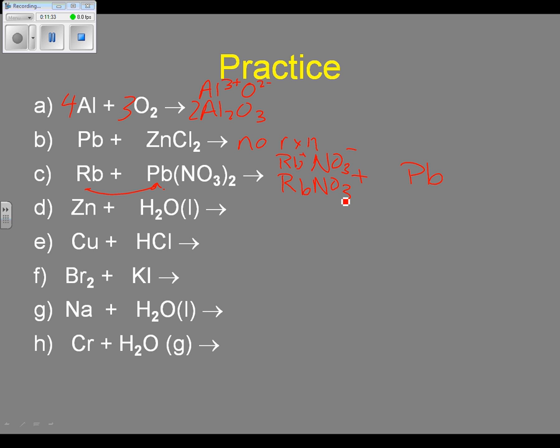Then we have to balance it. I like to start with my nitrates because it's kind of screaming at me. I have 2 nitrates on the reactant side. On the product side, I only have 1, so I need to put a 2 here and a 2 in front of the rubidium on the reactant side.